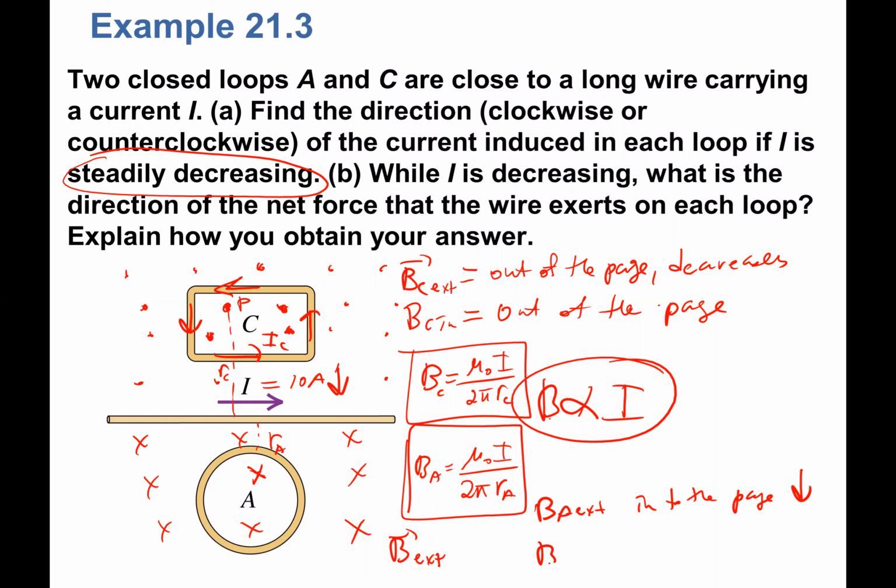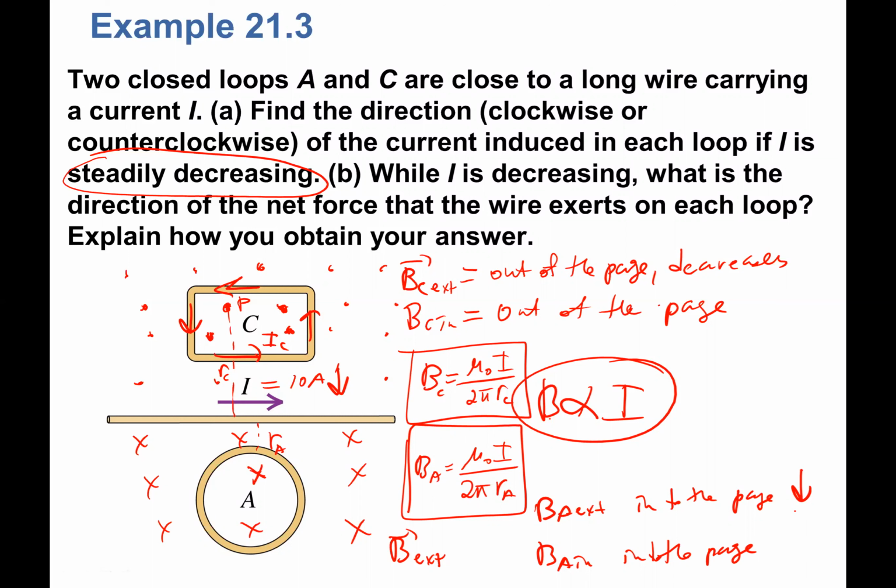Well, then loop A will be inducing its own magnetic field, again in the same direction, because you have to reinforce it, right? You have to pump magnetic field in the same direction. That means it will also be into the page. So the magnetic field that it induces will also be into the page.